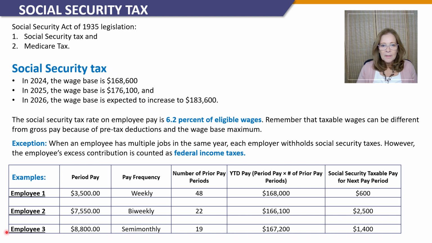What about the next employee? Employee number 3 is paid $8,800 semi-monthly wages and has earned $167,200 year to date. That means that of the current payroll period, period number 20, only $1,400 are subject to Social Security tax.